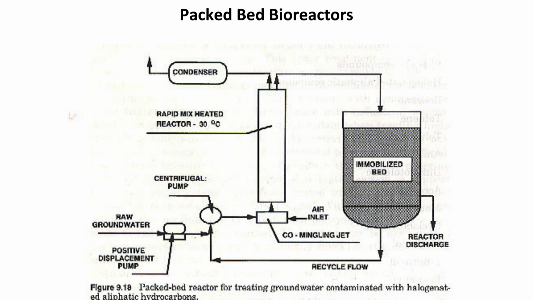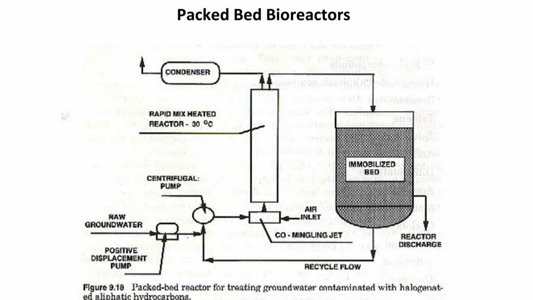aliphatic hydrocarbons. The diagram shows a condenser, a rapid mix heated reactor set at 30 degrees Celsius, a centrifugal pump, raw groundwater inlet, a positive displacement pump, an air inlet, a co-mingling jet, a recycle flow line, the immobilized bed, and the reactor discharge. Next, we explore the bubble column fermenter.